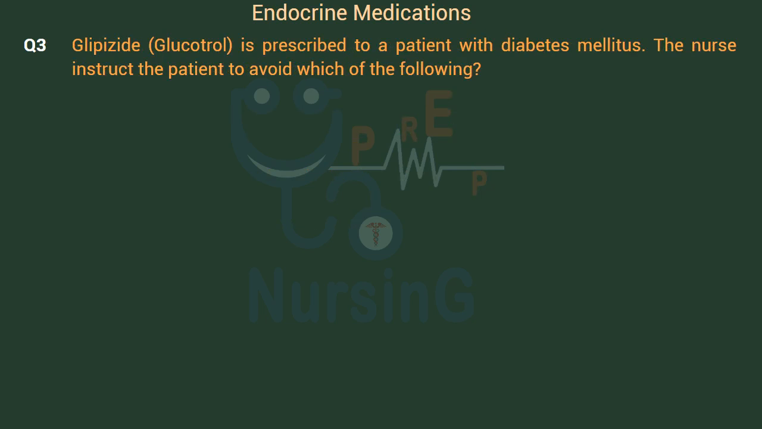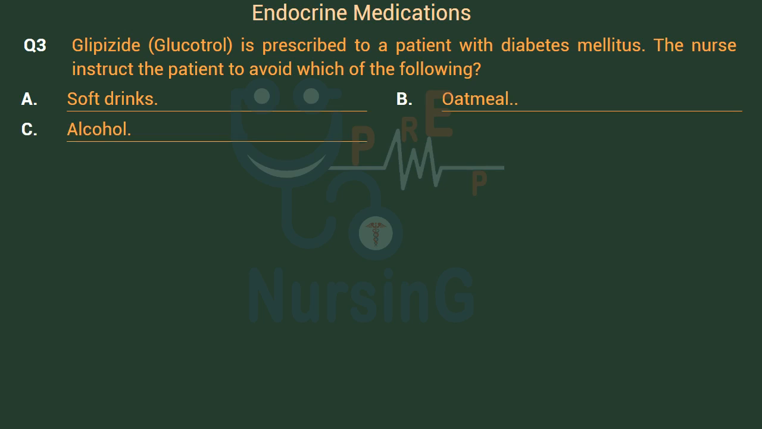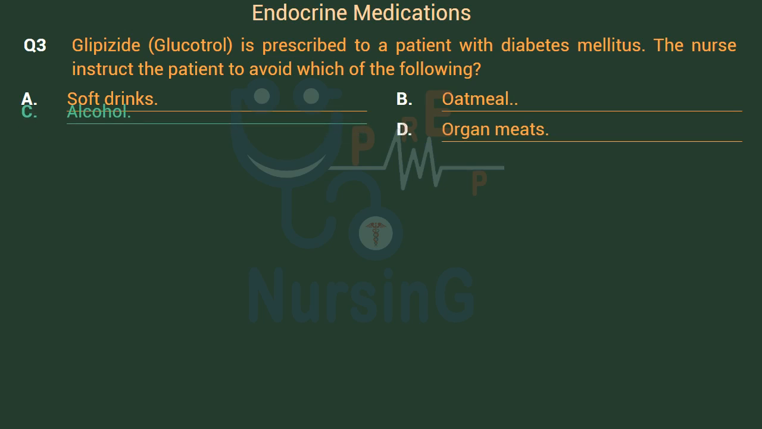Glipizide, Glucotrol, is prescribed to a patient with diabetes mellitus. The nurse instructs the patient to avoid which of the following? Option A. Soft drinks. Option B. Oatmeal. Option C. Alcohol. Option D. Organ meats. Right answer is Option C.